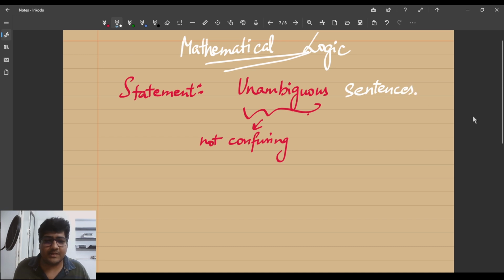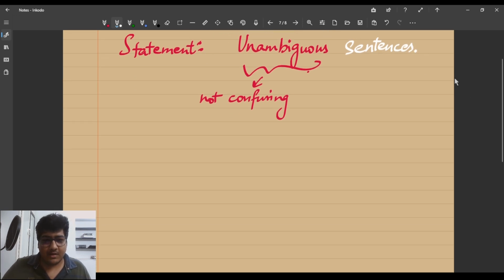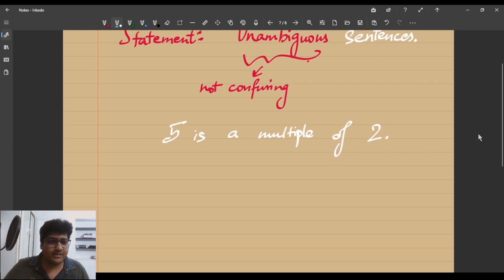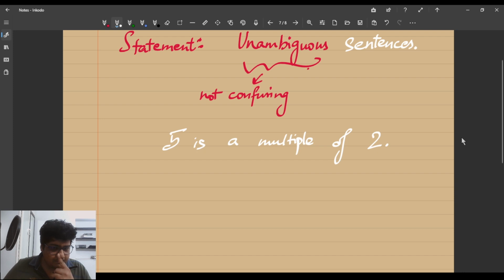So any sentence that has a truth value, which will be true or false regardless of whatever the situation is. So for example, 5 is a multiple of 2. Well, is this a statement? Think about it. 5 is a multiple of 2. It's false. It's not the case that 5 is a multiple of 2.